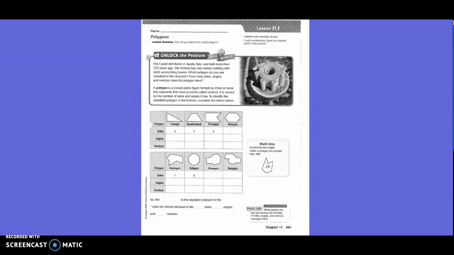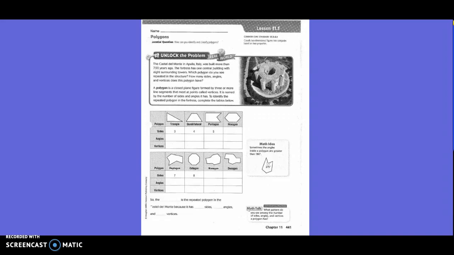Fifth grade, chapter 11, lesson 1, Polygons. Unlock the problem. The Castle del Monte in Aquila, Italy was built more than 750 years ago. The fortress has one central building with 8 surrounding towers. Which polygon do you see repeated in the structure? How many sides, angles, and vertices does the polygon have?